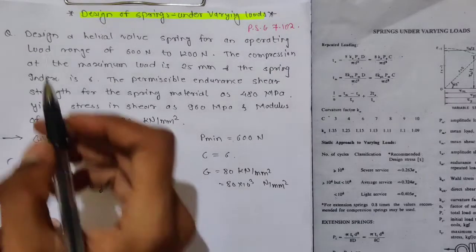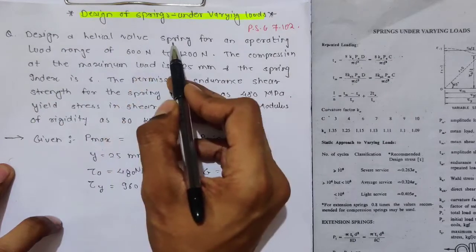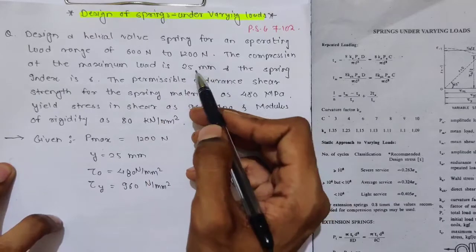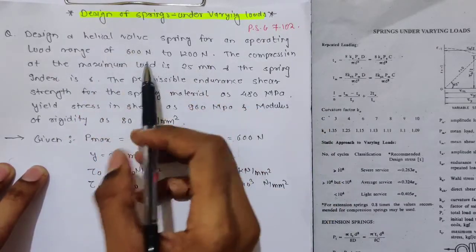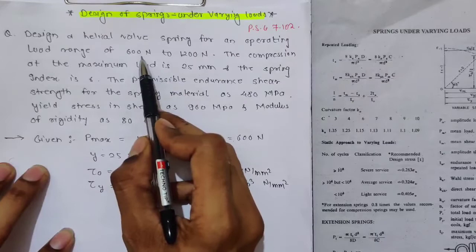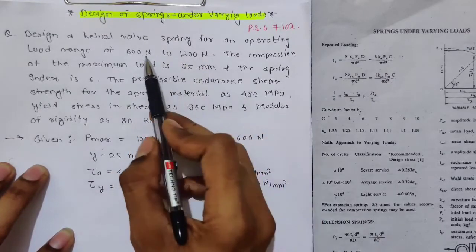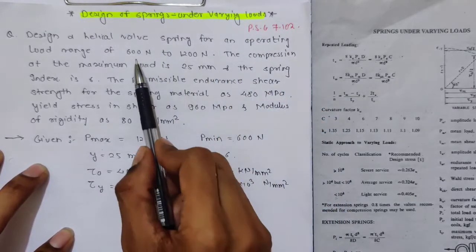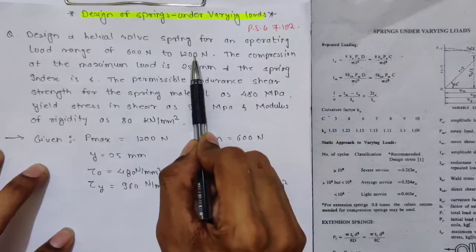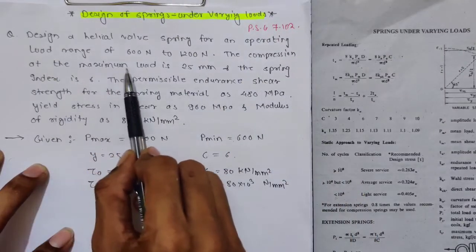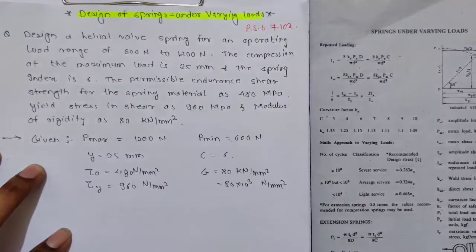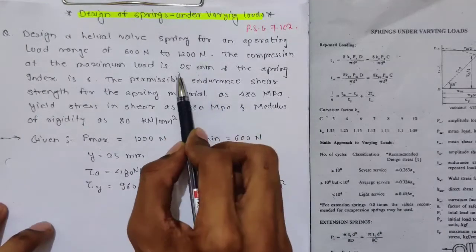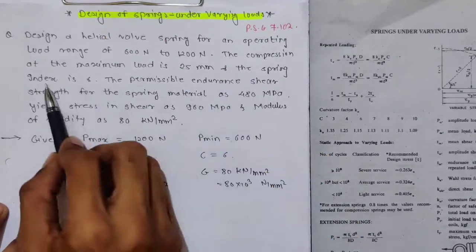Okay. The problem reads: design a helical compression spring for an operating load range of 600 Newton to 1200 Newton. First thing, it is a helical compression spring, and the maximum load is given as 1200 Newton and the minimum load is given as 600 Newton. That's why it is a varying load. So the load varies from 600 Newton to 1200 Newton. The compression at the maximum load is 25 millimeters. So after application of the 1200 Newton load, the deflection of the spring is 25 mm. The spring index is 6.